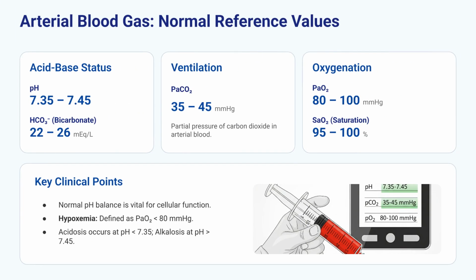The normal pH range is 7.35 to 7.45. PaCO₂ should be 35 to 45 millimeters of mercury, and bicarbonate, HCO₃, 22 to 26 mEq/L. Normal oxygenation values include PaO₂ of 80 to 100 millimeters of mercury and SaO₂ of 95 to 100%.